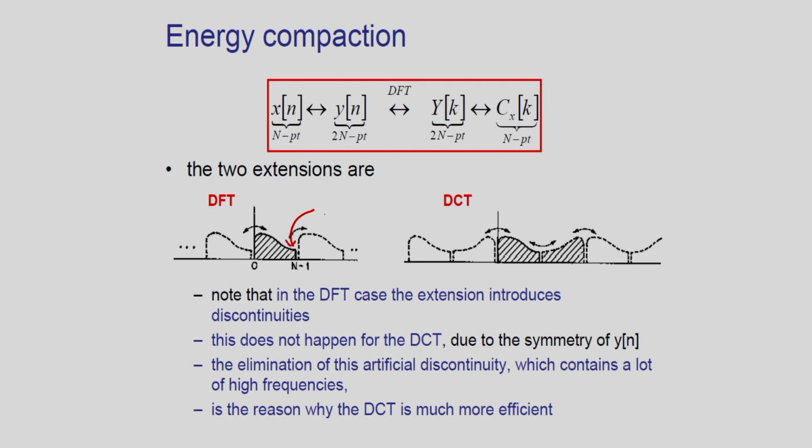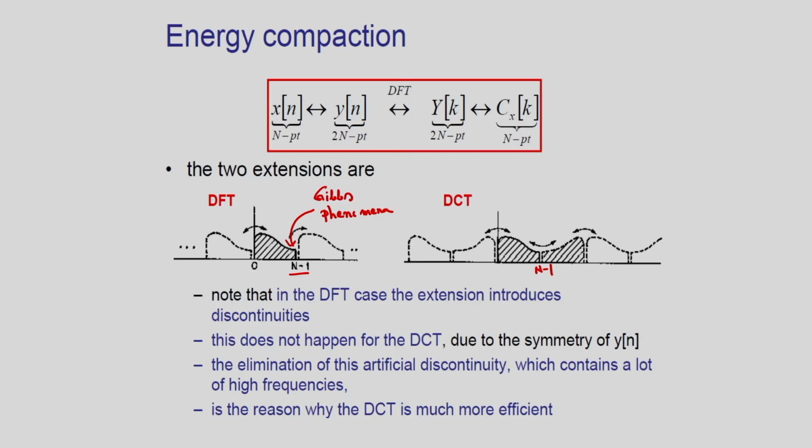So there is a jump in the discontinuity, and in this case we have the high frequency distortion, and this high frequency distortion is called the Gibbs phenomenon. This is the high frequency distortion because there is a jump in the extension. The extension is around the point N-1. In case of the DCT, you can see the transition is very smooth around the point N-1.